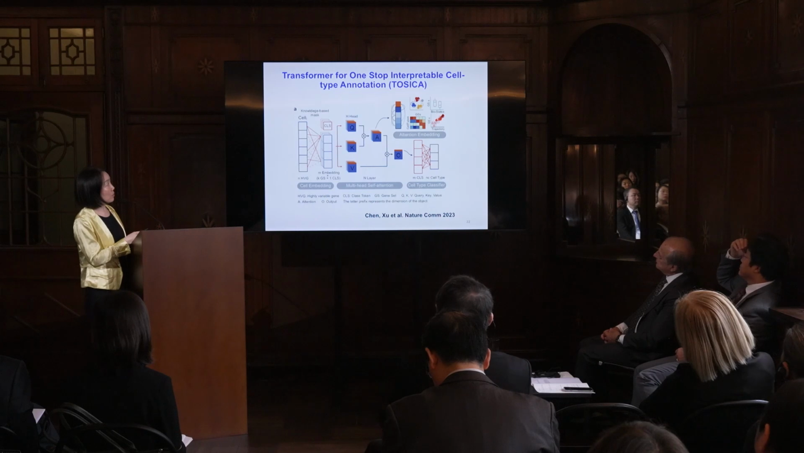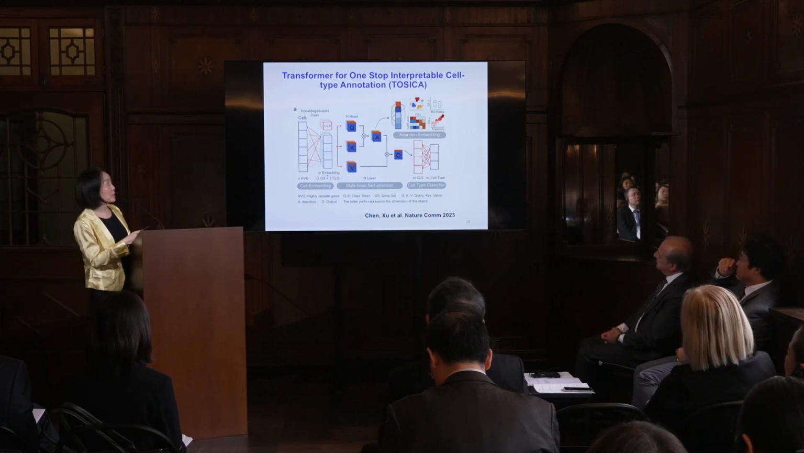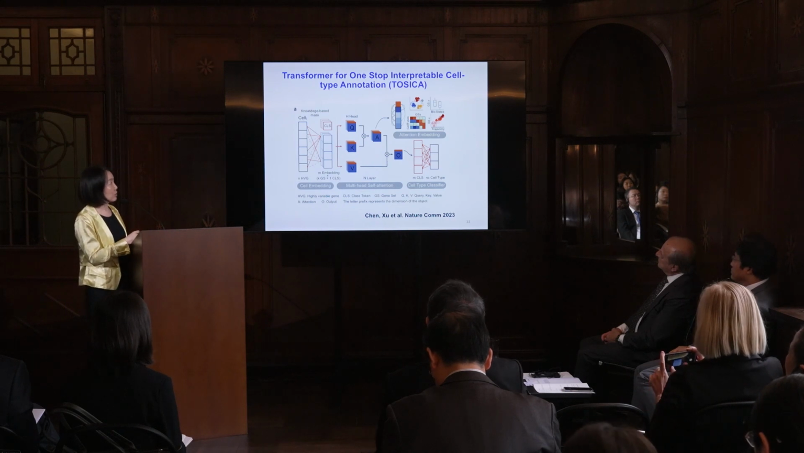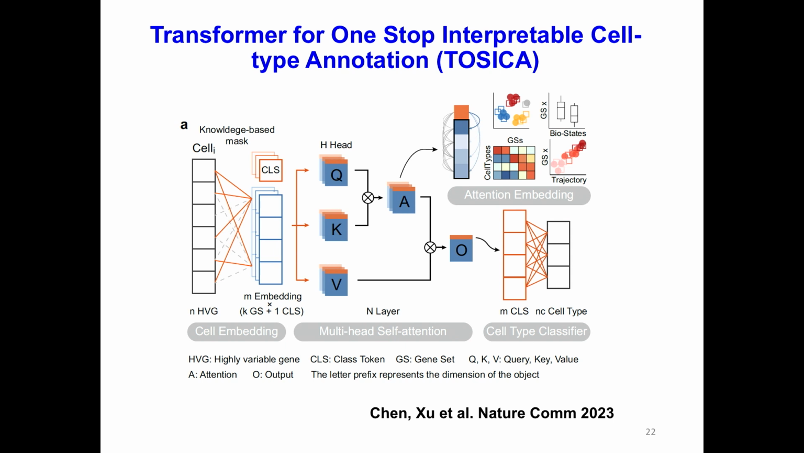It's called Transformer for One-Stop Interpretable Cell Type Annotation, or TOSICA. Now this tool is very, very popular on GitHub. Almost every week we get several requests on how to use it, and I got many invitations to talk about this too. But if somebody's analyzing single cell data, you're welcome to try it out.